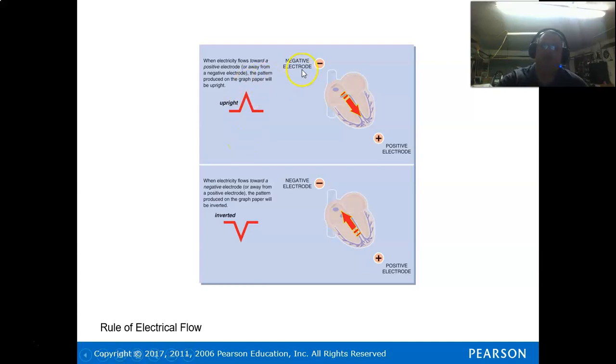The up means it's moving from the negative to the positive. If it's inverted, that means it's moving from the positive toward the negative. No matter what lead that's in, by the way, whether it's V1, lead 1, lead 2, lead 3, AVR, AVF, that's the principle behind it. It's important to understand that as you get started looking at EKGs, to see what direction it's going. This is going to get extremely important when we get to 12 leads.